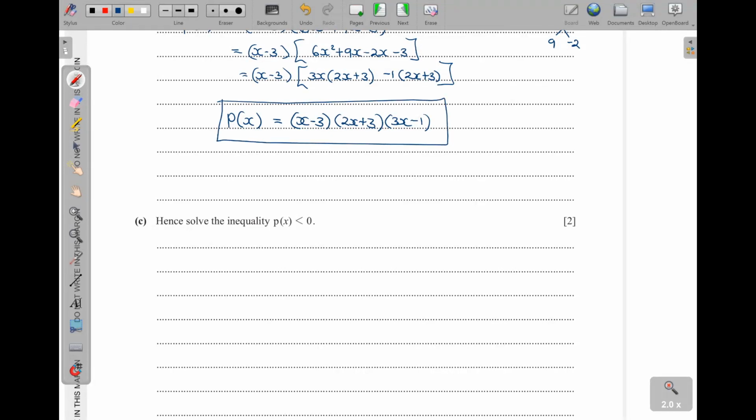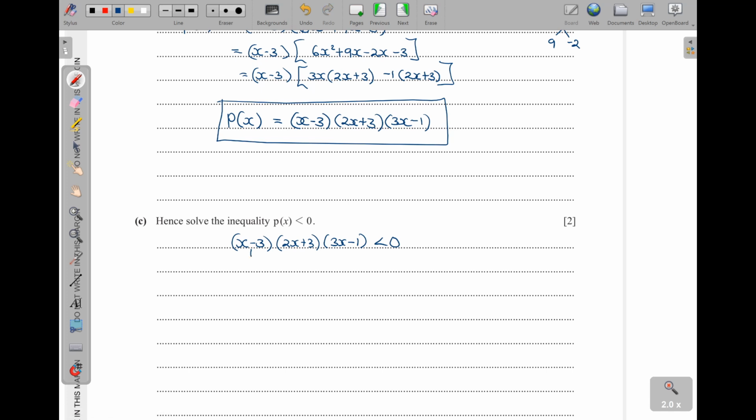Then they are saying that hence solve the inequality, this one here. Now that means we are going to have x minus 3 into 2x plus 3, then 3x minus 1, and then say less than 0. Now you don't say this one less than 0, this one is also less than 0, just like the way you solve equations.